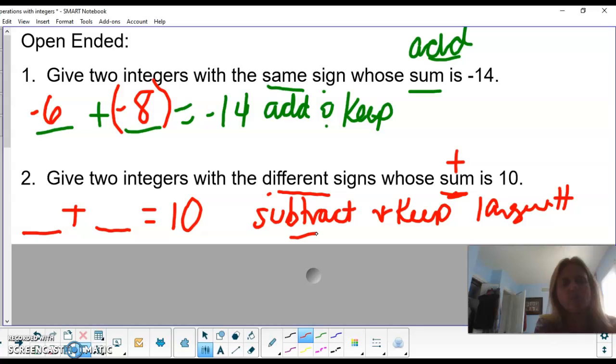So I'm going to use 14 and 4. Now, 14 plus 4 is 18. That's not 10, but one has to be negative and one has to be positive, so we subtract. Well, if I make the 14 negative, different signs subtract 10, but keep the sign of the larger number. Well, that answer should be negative 10. So we're going to undo that negative sign, and then let's make the 4 negative. So now, different signs subtract, higher number is positive. My answer is positive 10.